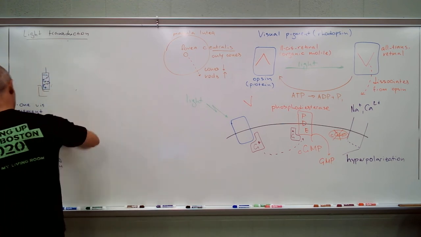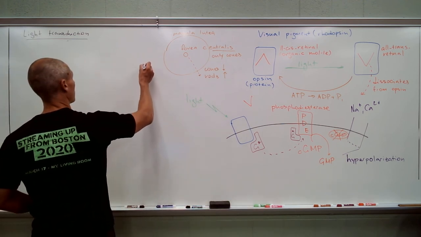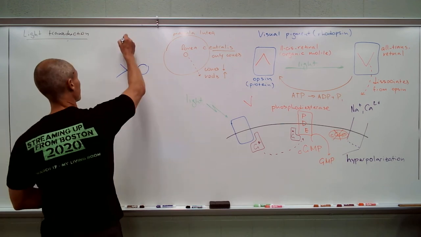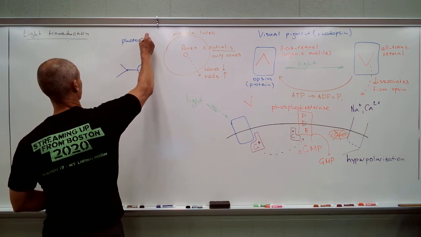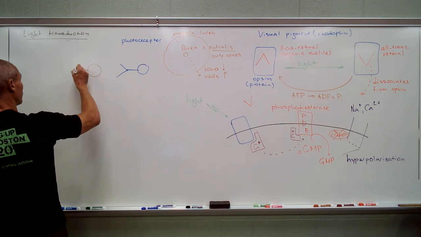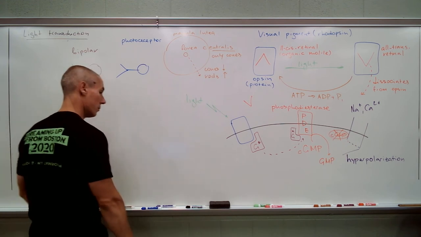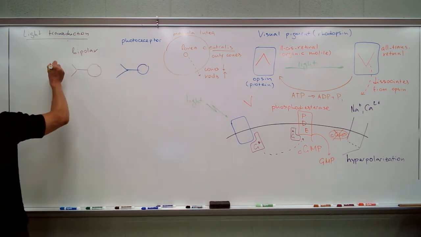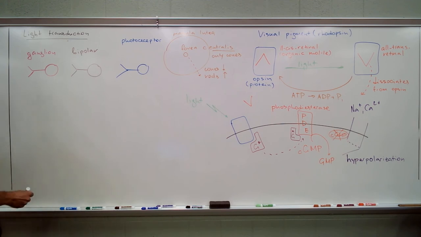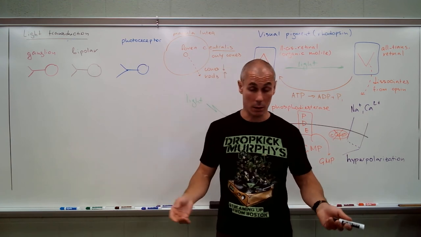in your neural layer, you have three cells, okay? You have a photoreceptor cell. You have a bipolar cell. They're all basically neurons. And you have a ganglion cell. We're good so far? So what happens in the dark?